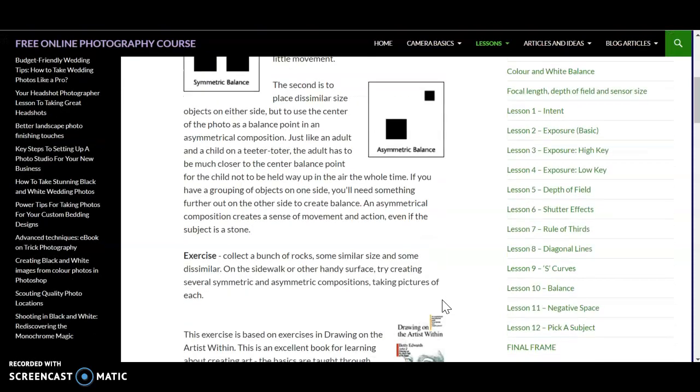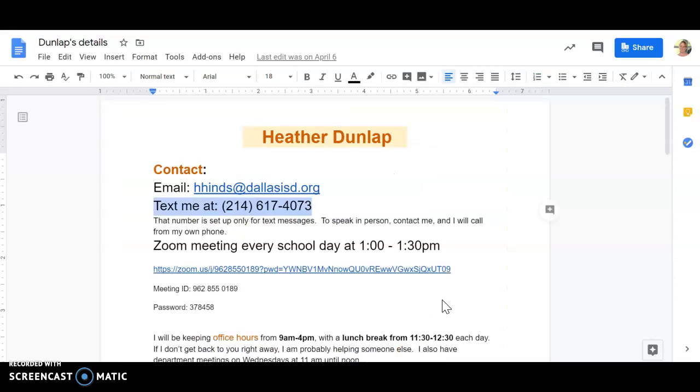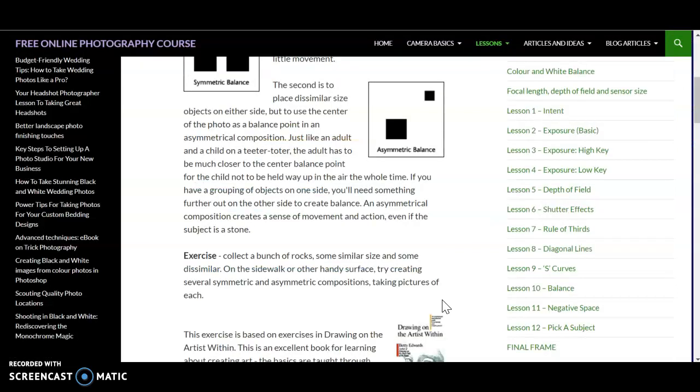where I ask for them. And again, if you cannot turn them in correctly, make sure you send them to me somehow. And if you're struggling with how to get these pictures or what to take photos of, look at this idea right here, the collect a bunch of rocks idea.